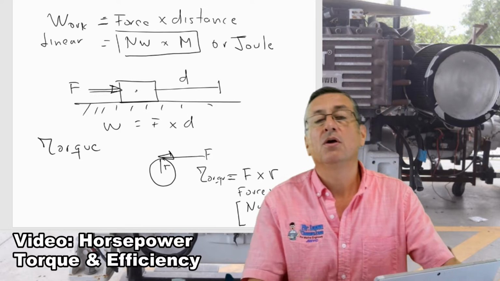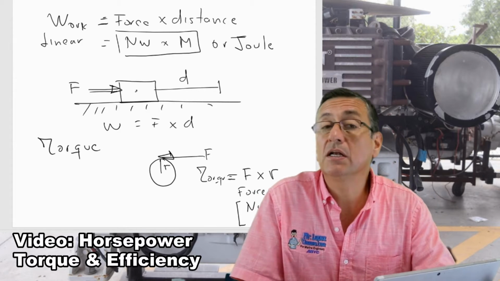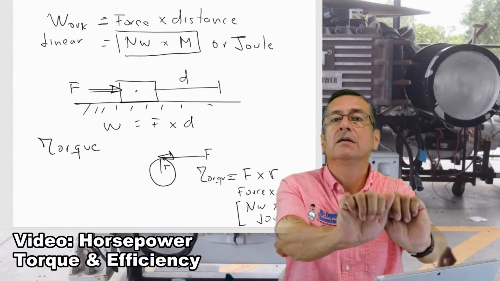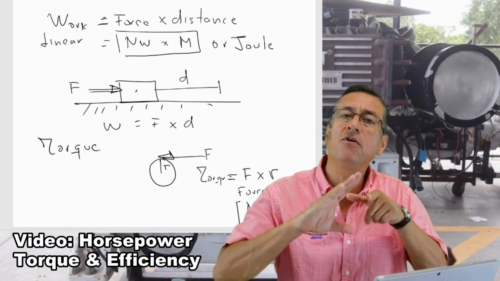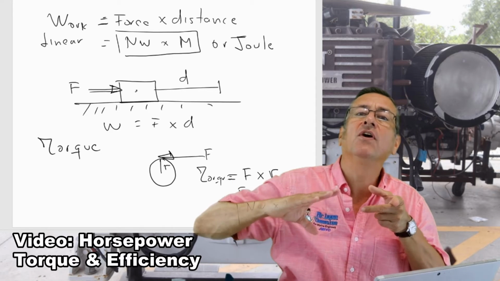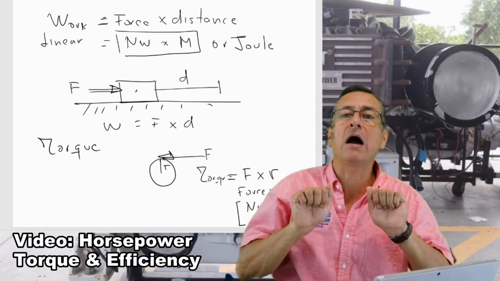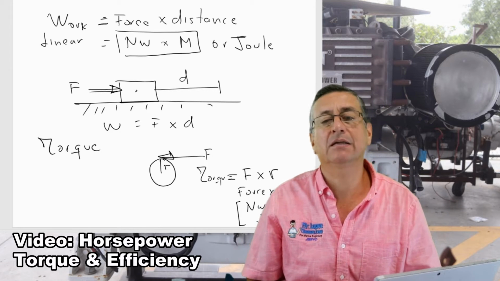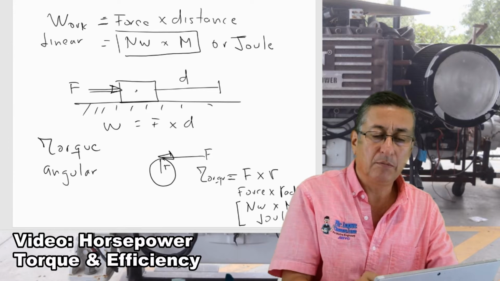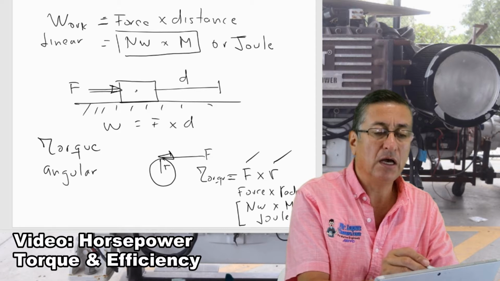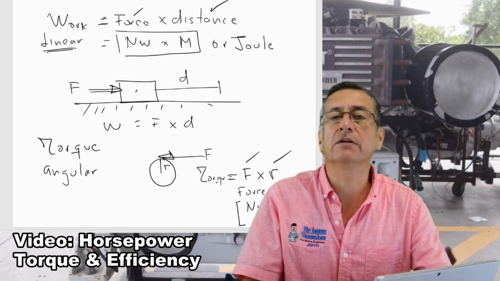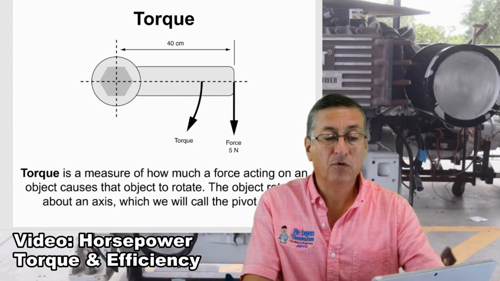In other words, work and torque are basically the same. Work is the force applied to an object, linear, and torque is the force applied on the object in order to twist it. Torque is angular and work is linear. That's the only difference. Torque is angular because it's force times radius, and work is linear because it's force times distance. We have an example here for a torque.